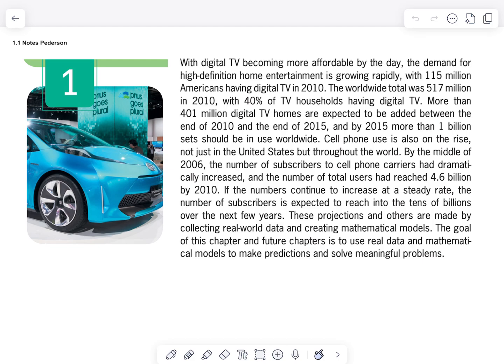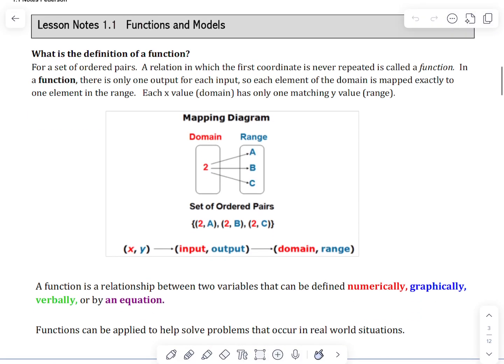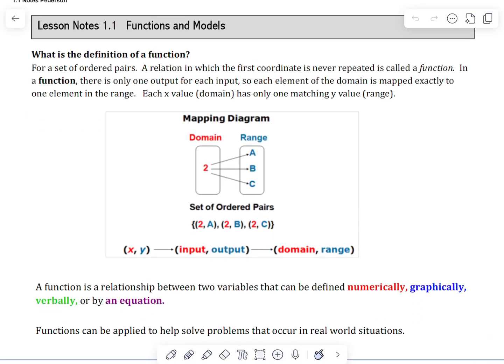All right, this lesson is Chapter 1, Section 1 on functions and models. What is a function? For a set of ordered pairs, a relation is when the first coordinate is never repeated. In a function, there's only one output for each input. So each element of the domain is mapped exactly to one element in the range. So here is a mapping diagram where each value of the domain has one range.